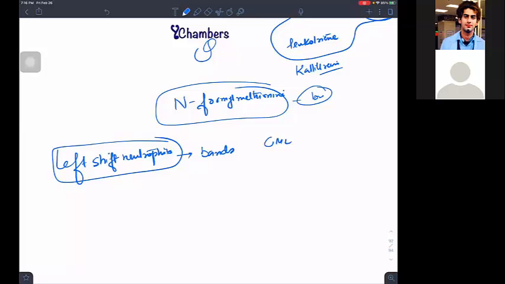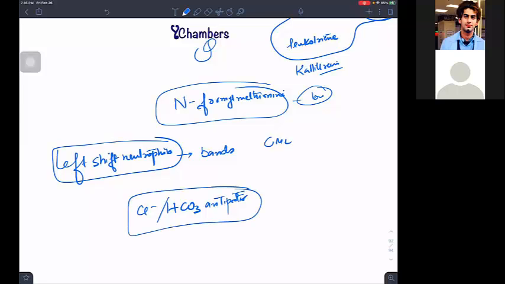So can you tell us, the chloride-HCO3 antiporter, it is present in which cell? Beautiful answer. It is present in the RBC. Can you tell us what is the lifespan of RBC in healthy adults? 120 days. Very nice answer.